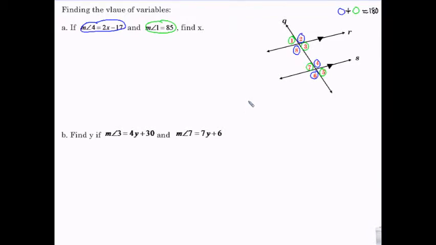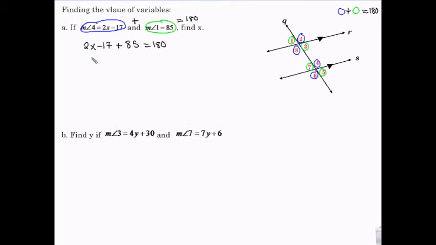Thank you. Better? Okay, so I went through and I labeled them all green and blue. And then I circled angle 4 in blue because it's blue, and I circled angle 1 in green because it's green. And then blue plus green equals 180. So that tells me this plus this equals 180. So I have 2x minus 17 plus 85 equals 180. If these were both blue or both green, I'd put an equal sign in front of them. But since I have a blue and a green, I do that.